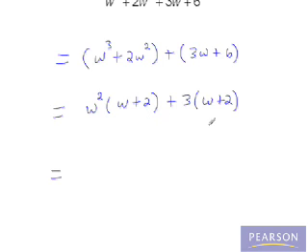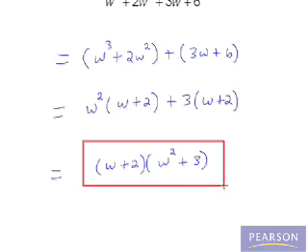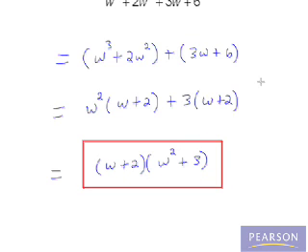Now we have two terms, and these two terms share a common factor of w plus 2. So our greatest common factor now is w plus 2, and we will factor that out. And we are left with w squared plus 3. So our final answer, after factoring completely, is the quantity w plus 2 times the quantity w squared plus 3.